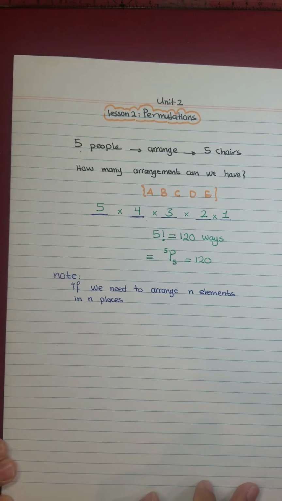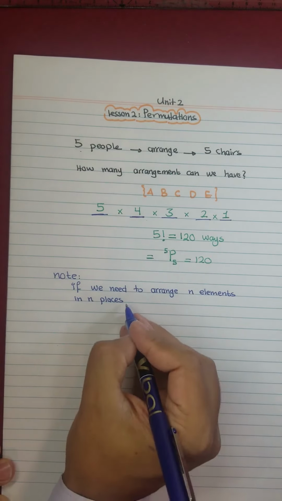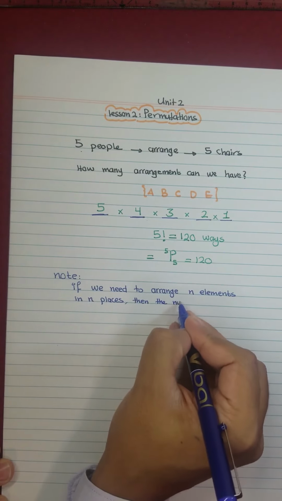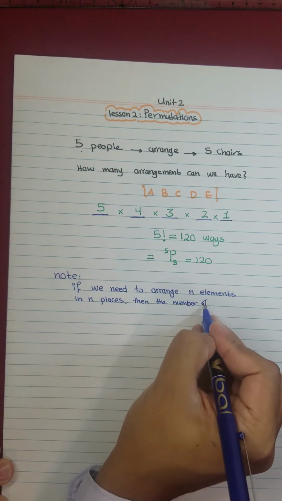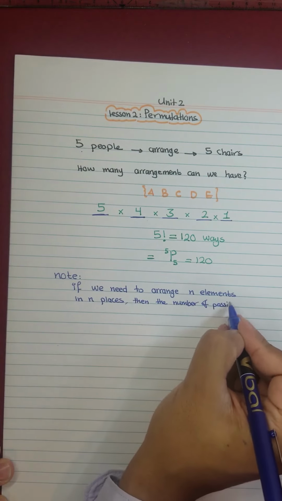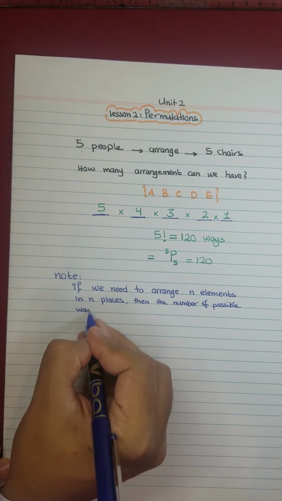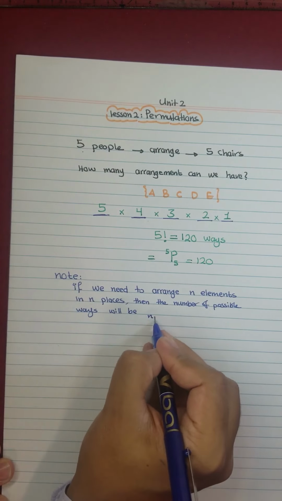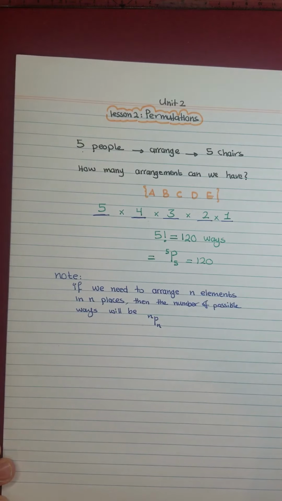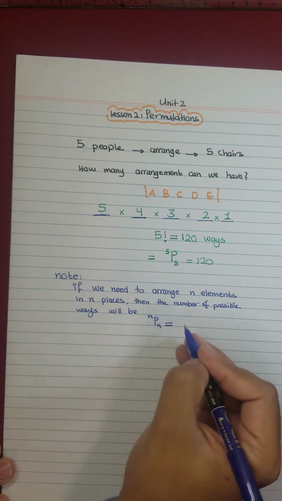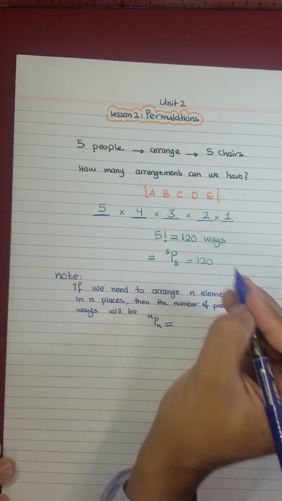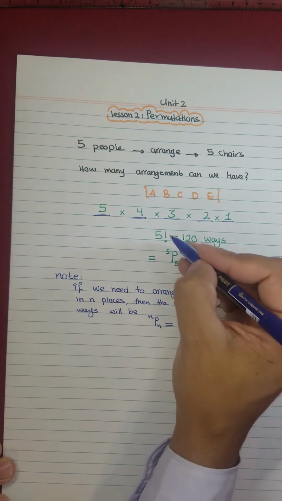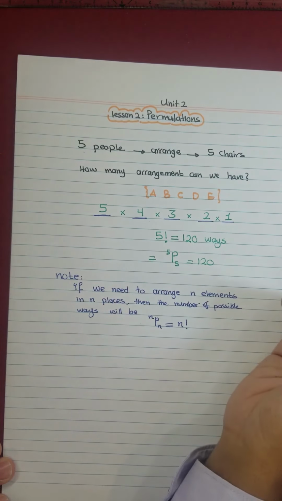So if we need to arrange n elements in n places, then the number of possible ways will be n permutation n. And you can notice that n permutation n is equal to n factorial. You see, 5 permutation 5 is the same as 5 factorial. You get the same answer, it's 120.